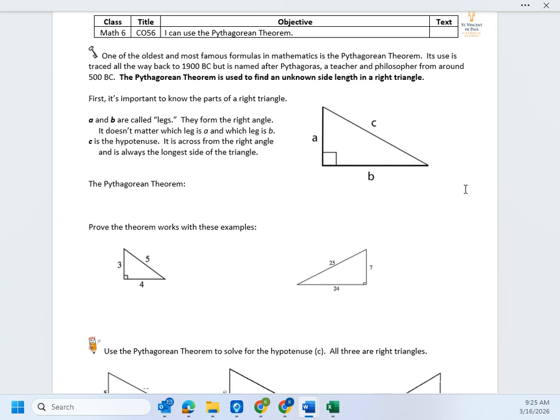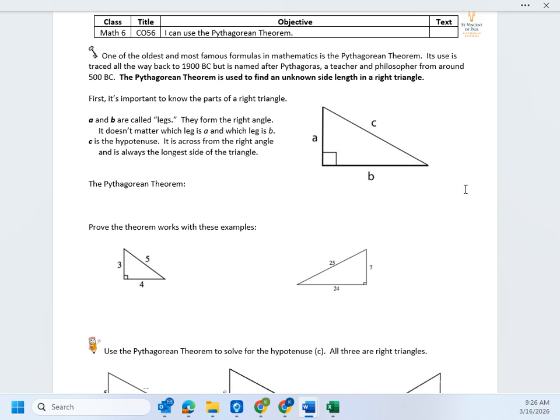One of the oldest and most famous formulas in mathematics is the Pythagorean theorem. Its use is traced all the way back to 1900 BC, but is named after Pythagoras, a teacher and philosopher from around 500 BC. The Pythagorean theorem is used to find an unknown side length in a right triangle. So it has to be a right triangle, and we're going to find those unknown sides.